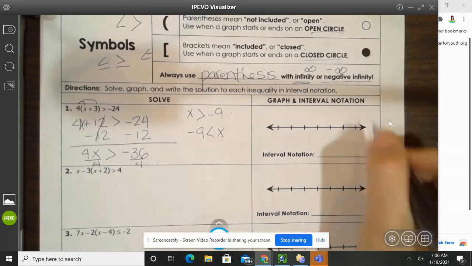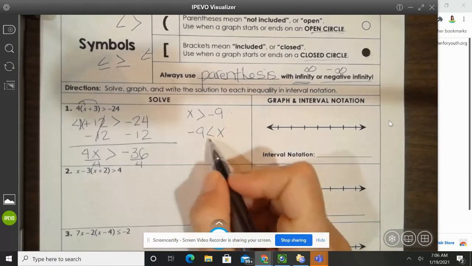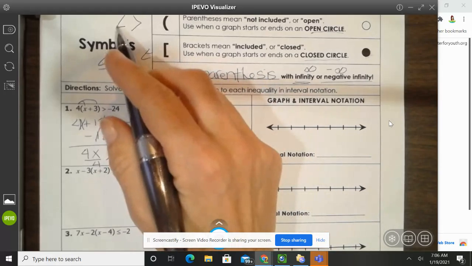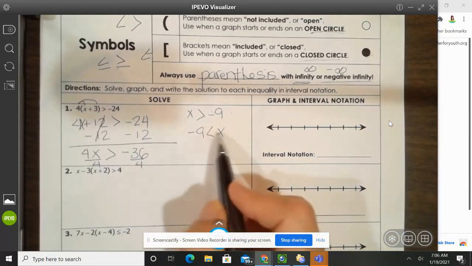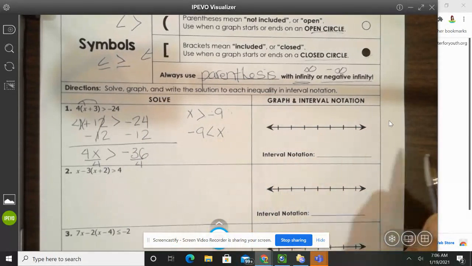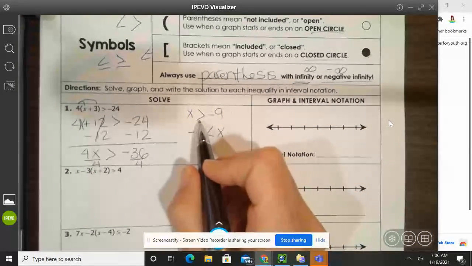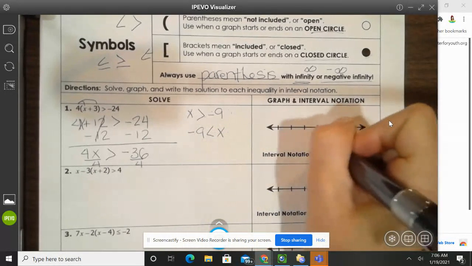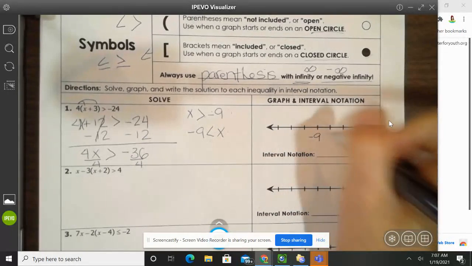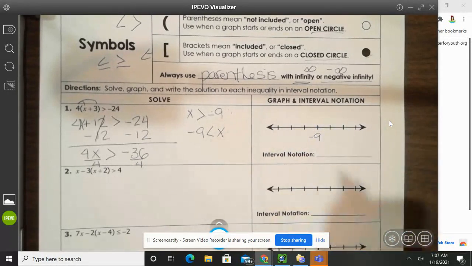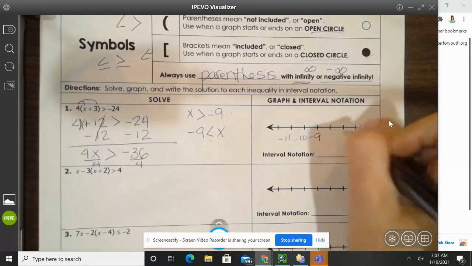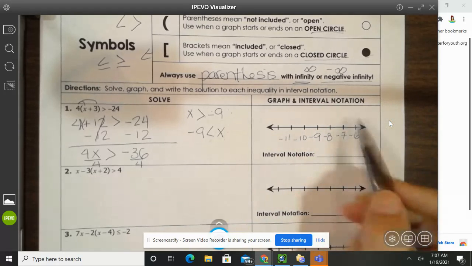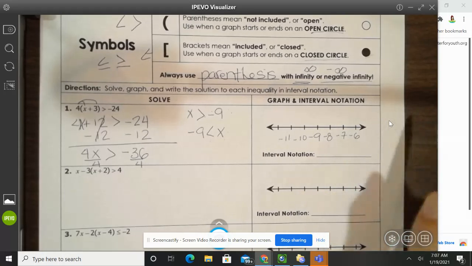Anyway, to write the interval notation, we're going to use a parenthesis next to the number, an open circle, because it doesn't have an equal sign here. It's just less than or greater than. So x is greater than -9. Let's write a -9 here. To the right, it's going to be more. To the left, it's going to be less. So this is -10, -11, and so on. -8, -7, -6, right? That's a regular graph, because remember, 0 is going to be over here, right?